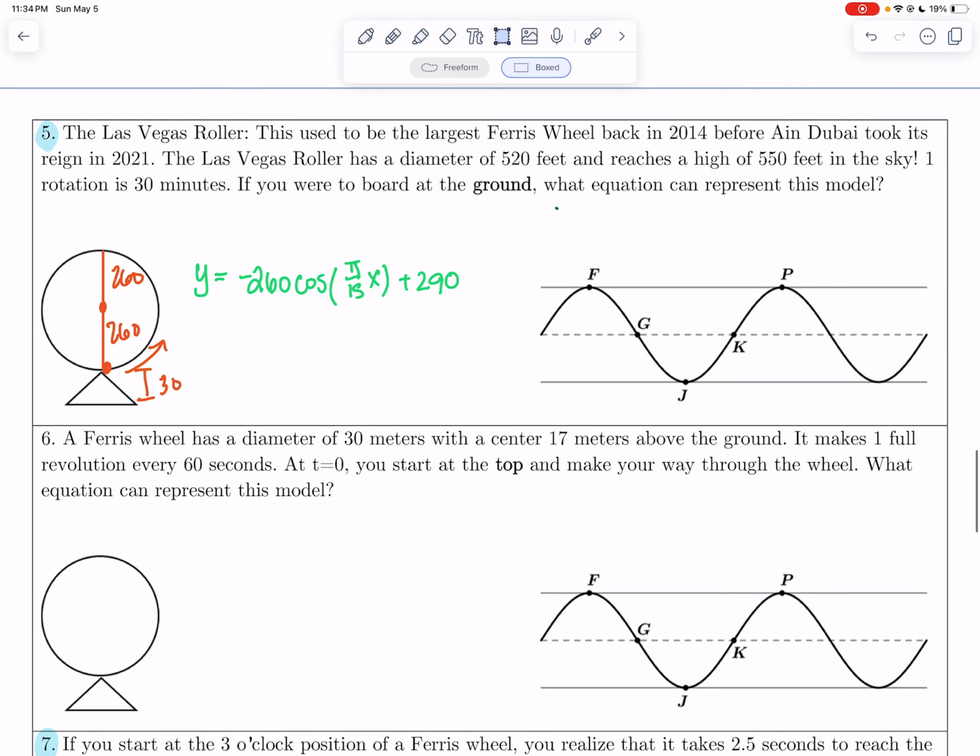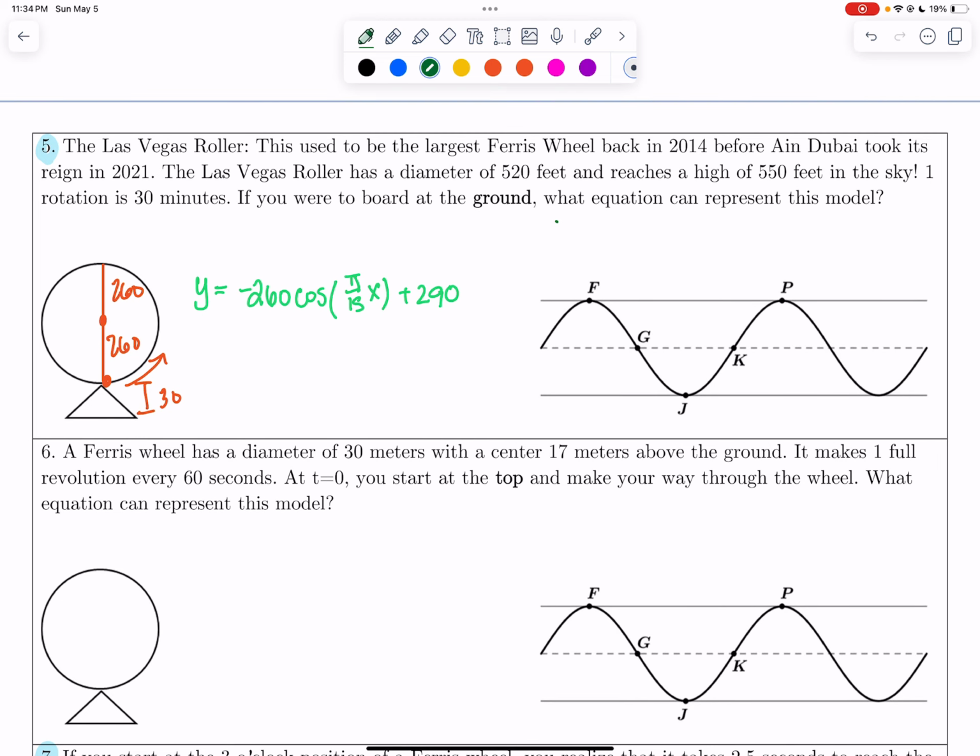But our main focus is going to be getting values for F, G, J, K, and P in terms of what they are. Notice how for F, G, J, K, and P, I don't give you any axes. The only thing I give you is that F is your maximum, G is your midline, J is your minimum, K is your midline, and then P is your maximum.